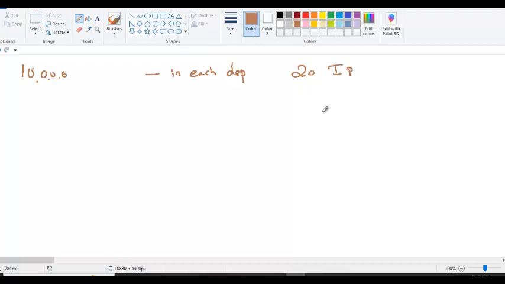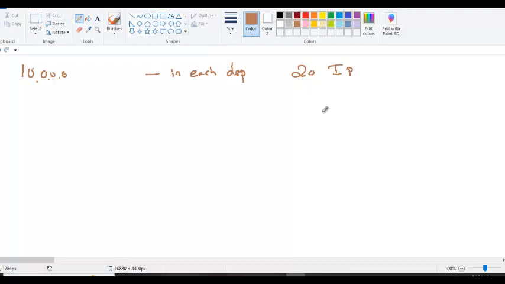How do we do this? 20 IPs needed for each department. Then maybe some need 18 IPs, 15 IPs. Nothing wrong if you have 20. So you are going to have 2 or 3 or 4 or 5 IPs extra for future enhancement. All right. How do we do this?